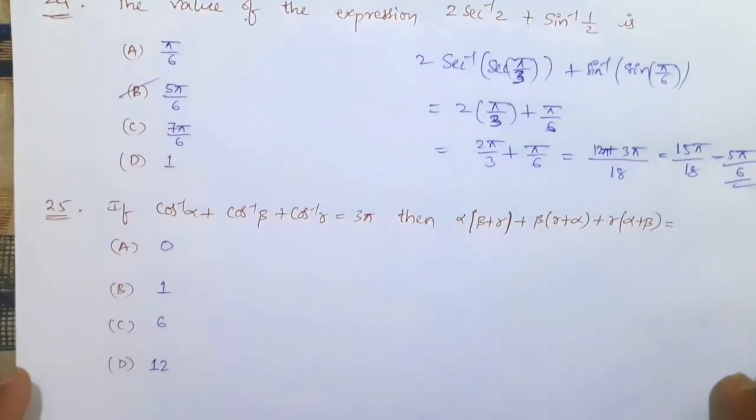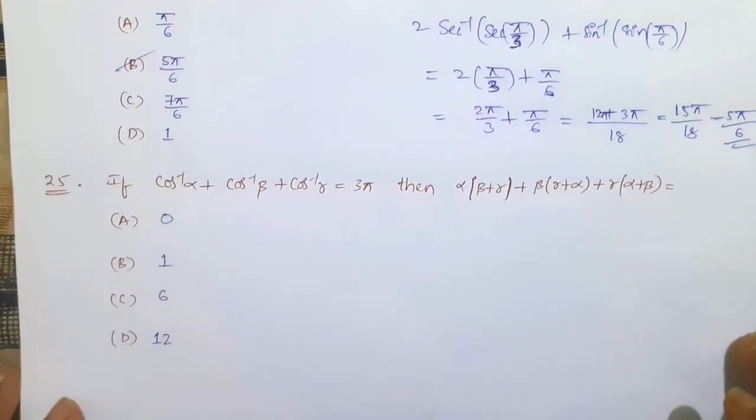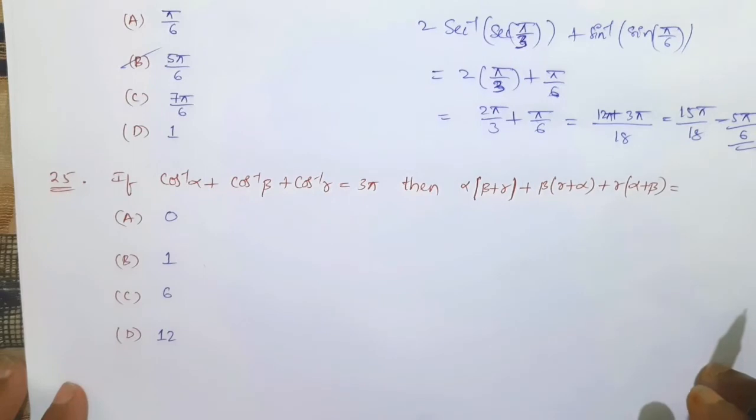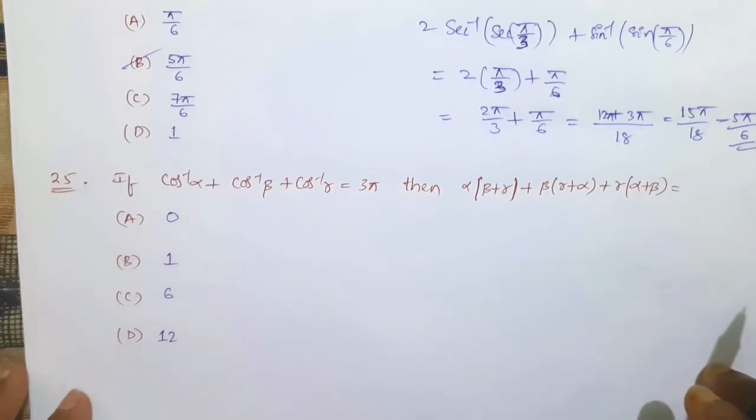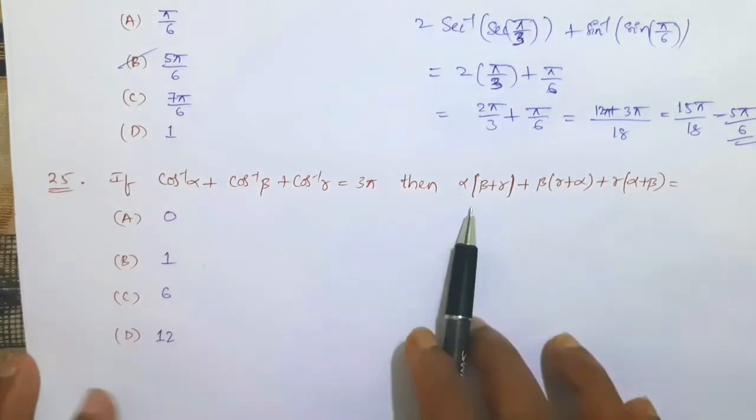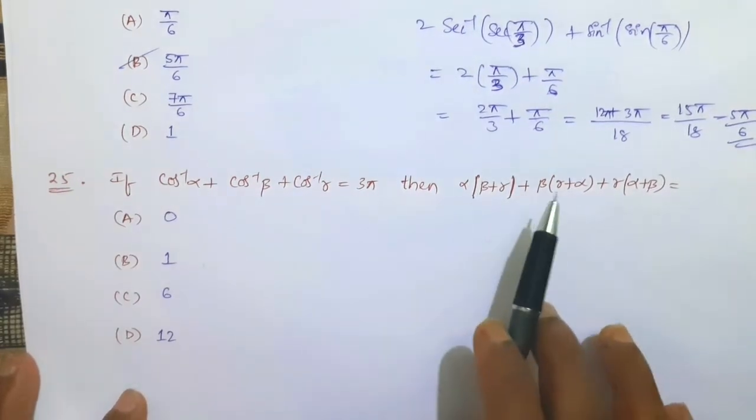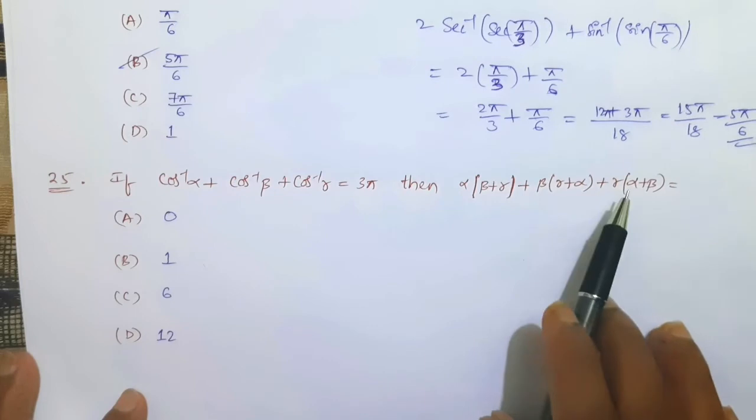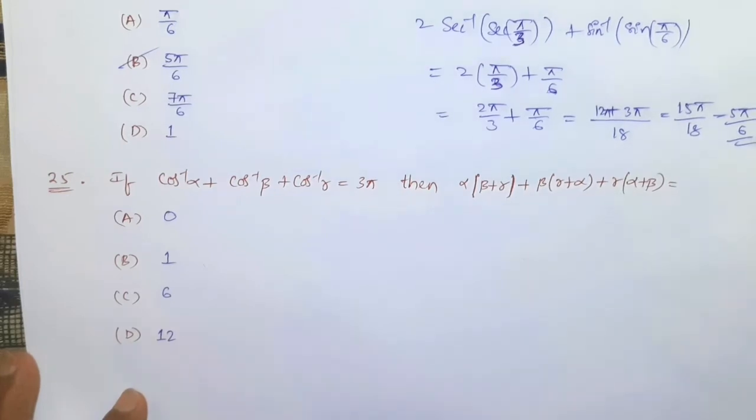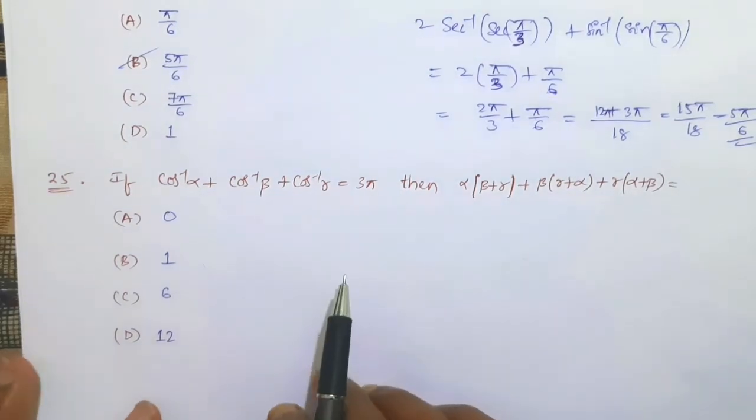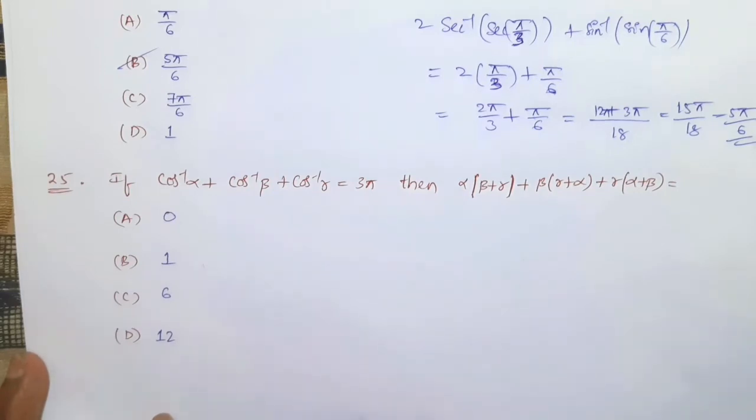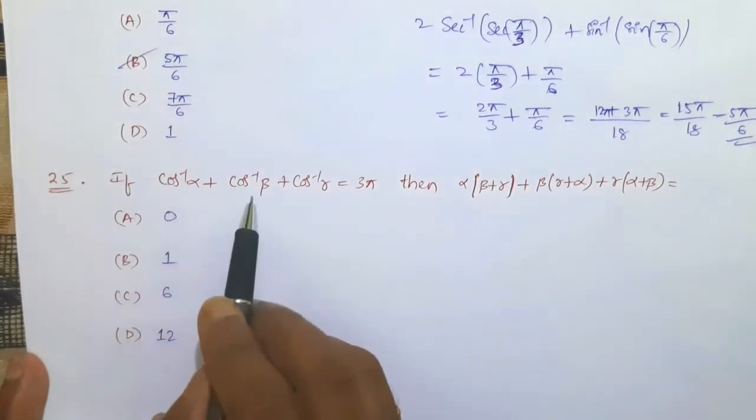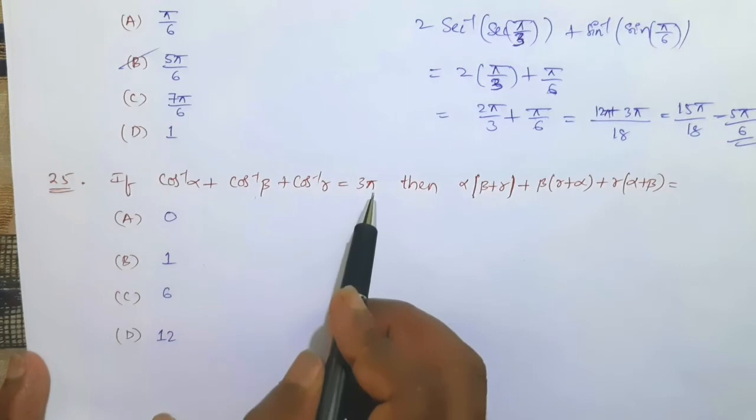The last problem, these are also important types of questions. If cos inverse alpha plus cos inverse beta plus cos inverse gamma is equal to 3 pi, they are asking alpha into (beta plus gamma) plus beta into (gamma plus alpha) plus gamma into (alpha plus beta). As we have discussed in the previous model, cos inverse alpha plus cos inverse beta plus cos inverse gamma is equal to 3 pi.